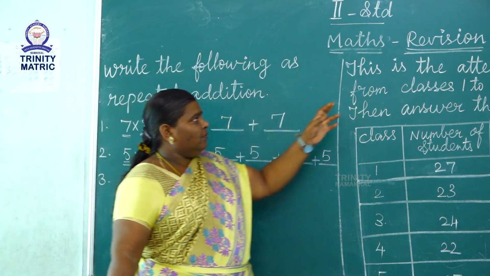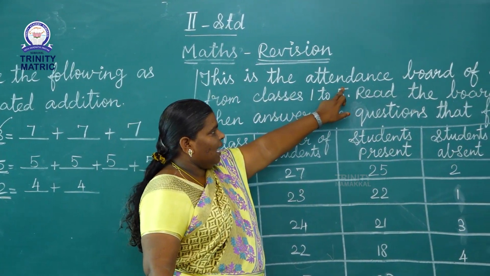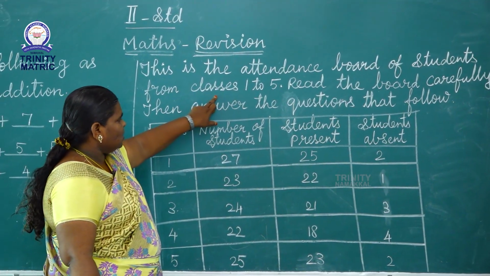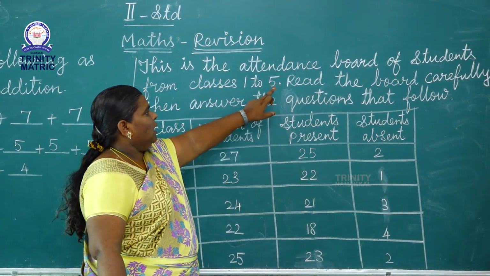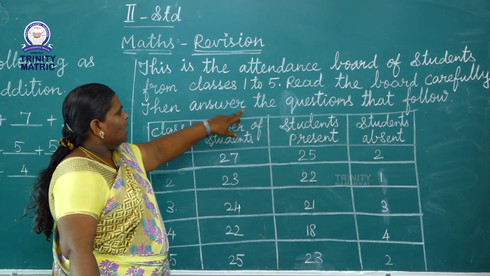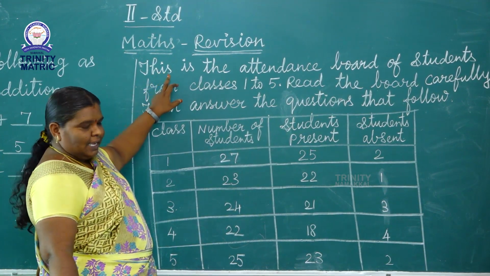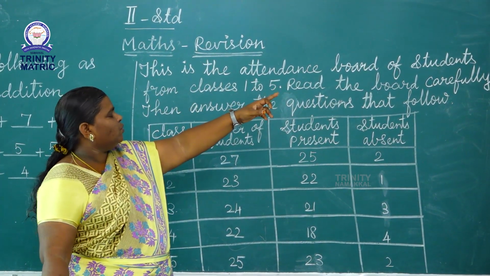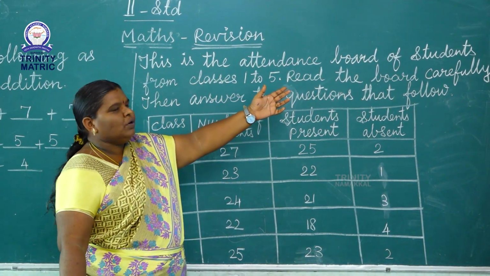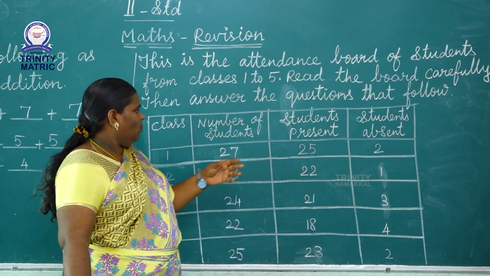Next, you see the sum. This is the attendance board of students from classes 1 to 5. Read the board carefully. Then answer the questions that follow. I say again, this is the attendance board of students from classes 1 to 5.